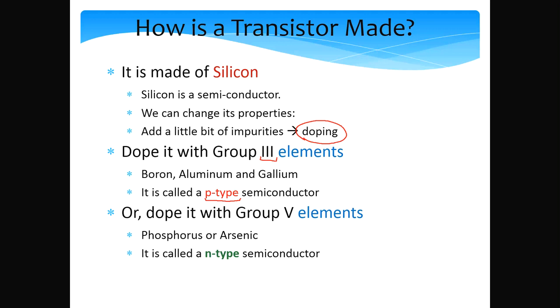Similarly, if we dope it with group 5 elements of the periodic table, like phosphorus and arsenic, it is called an n-type semiconductor. Recall that in the periodic table, in the outermost band, silicon has 4 electrons, group 3 elements will have 3 electrons, and group 5 elements will have 5 electrons.